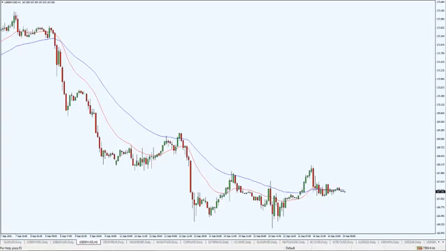So this is something that I'm not too happy about, right? This setup that I took. Ideally, what I would like to see is for price to come into this area, like for example, this over here does a build up, and then it breaks out. This would be a much better trade for me personally.